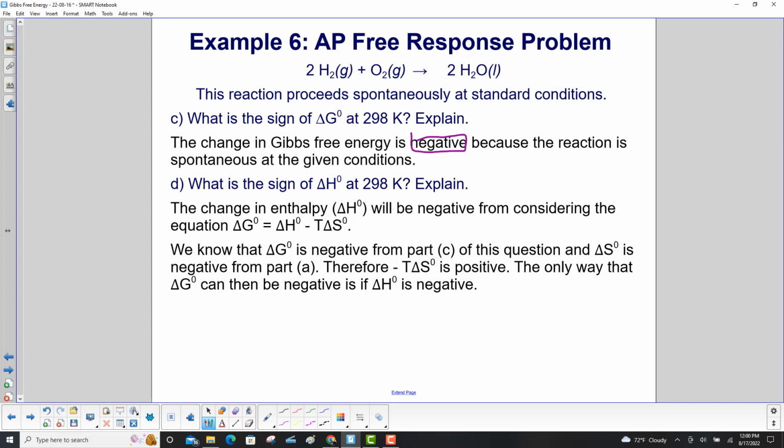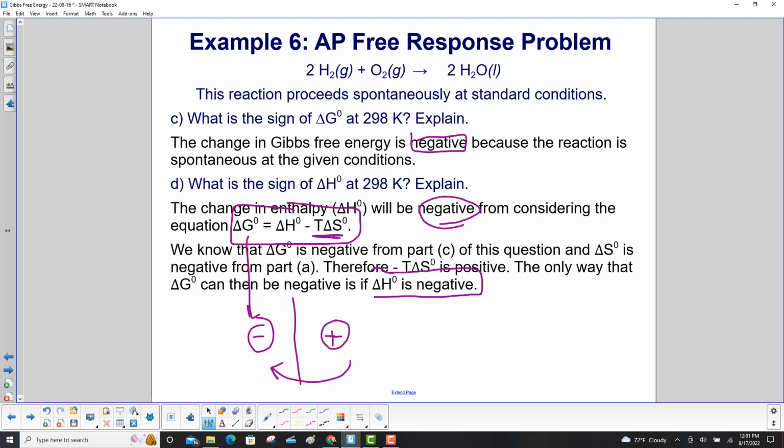The change in enthalpy, delta H naught, will be negative, and we see that by considering the Gibbs equation here. We know that delta G naught is negative from part C of the question, and delta S naught is negative from part A. So if delta S naught is negative, minus T delta S naught is positive. So the only way we can get the right side of the equation to be negative is to have delta H naught as being a negative number.